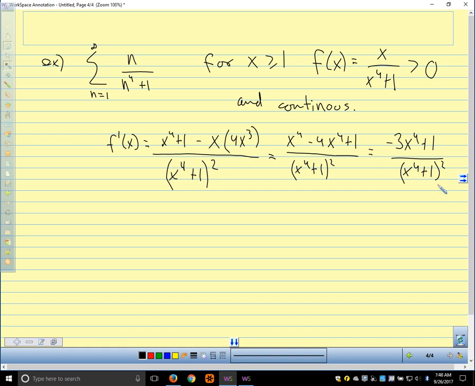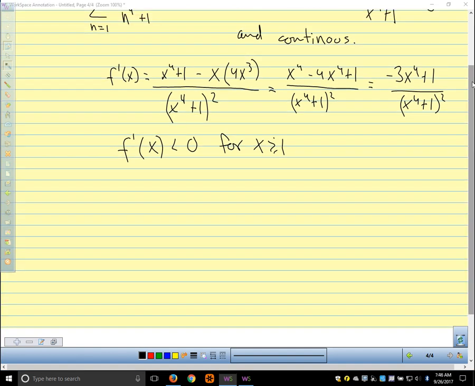For x greater than or equal to 1, is this always negative? Yes. This is less than 0. So sometimes when you do this, doing that derivative to see that that quantity is always negative can be tricky. All right, so we're good. We can apply the integral test.